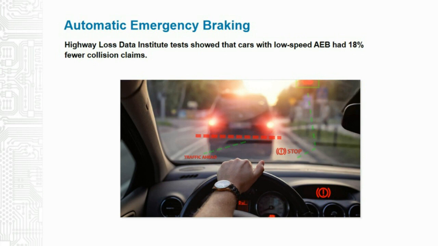If a driver brakes but not hard enough to avoid the crash, dynamic brake support kicks in, and that supplements the driver's braking in an effort to avoid the crash. If the driver takes no action to avoid the crash, then a related system called crash imminent braking automatically applies the vehicle's brakes to slow or stop the car, avoiding the crash or reducing the severity.